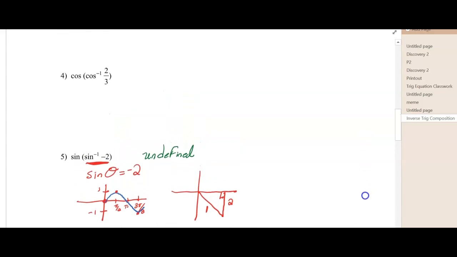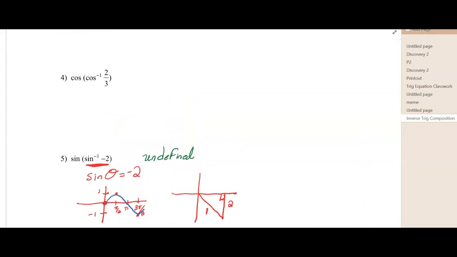Now let's just keep scrolling back up. Problem number 4. Again, we're going to draw a picture. This means the cosine of some angle is 2/3. Cosine, remember, is restricted to quadrants 1 and 2. Since it's positive, we're in quadrant 1. The adjacent is 2, the hypotenuse is 3. Using the Pythagorean theorem, 9 minus 4, you get the opposite side is the square root of 5.